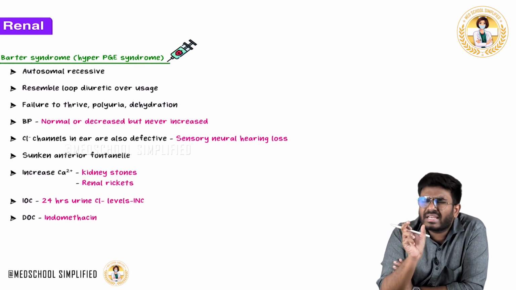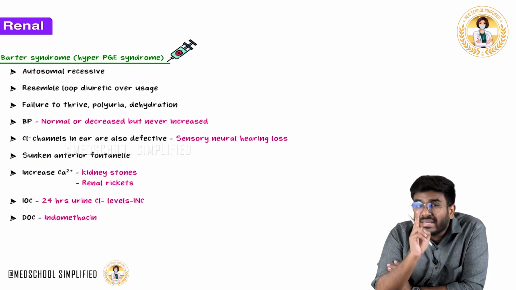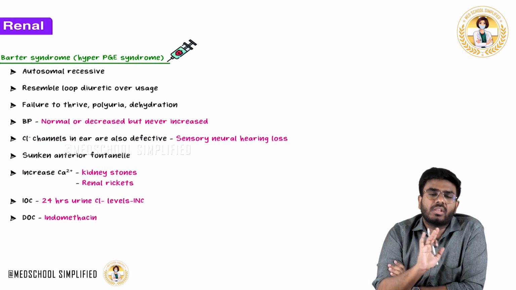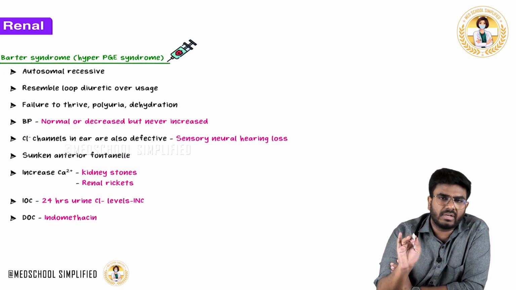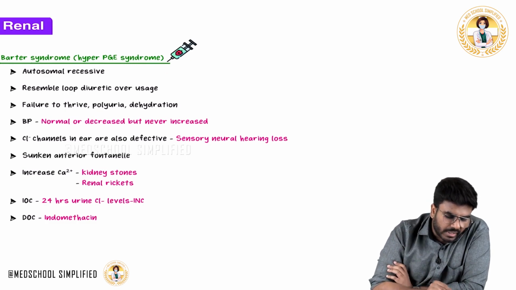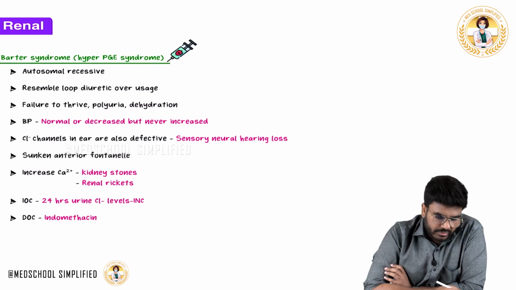Though it looks like little, this is not something little, this is dominant. Liddle syndrome is autosomal dominant, but the rest of all the others are autosomal recessive. Bartter syndrome is autosomal recessive. Now Bartter syndrome, it resembles what? It resembles loop diuretic overusage.